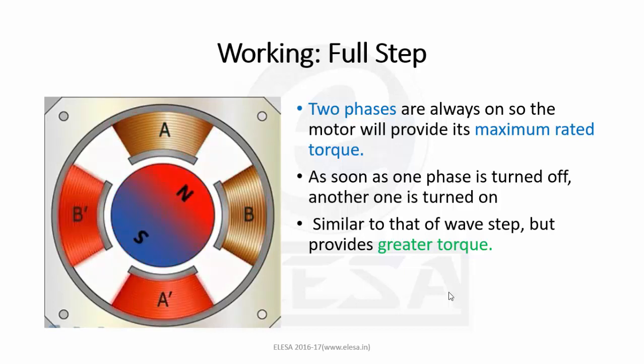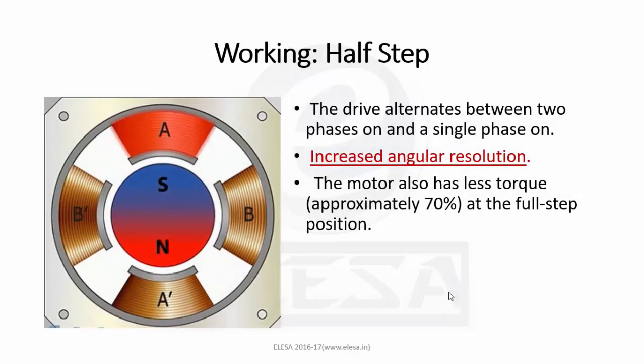In this, 2 phases are activated at a time so that the motor will have maximum rated torque, and as soon as one of the phases is turned off, another is turned on. So at a given time 2 phases must be on, and hence this provides greater torque. But full step and wave step do not provide better resolution, so we move towards half step.